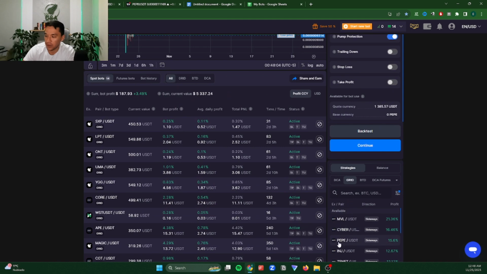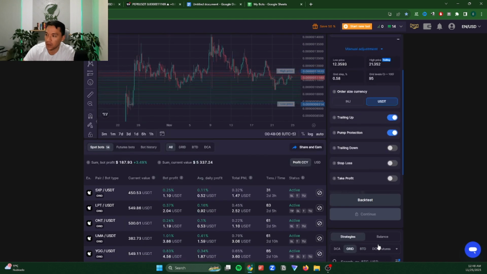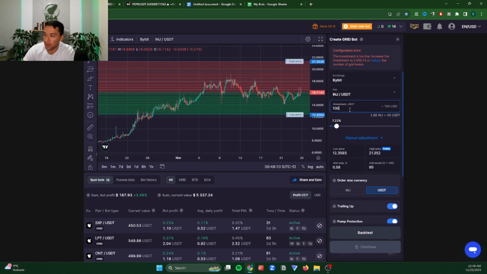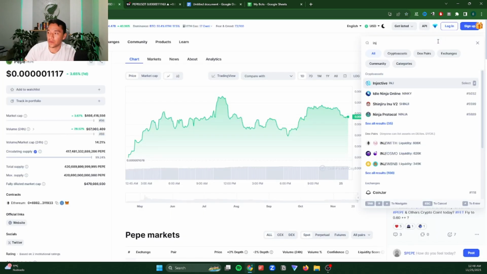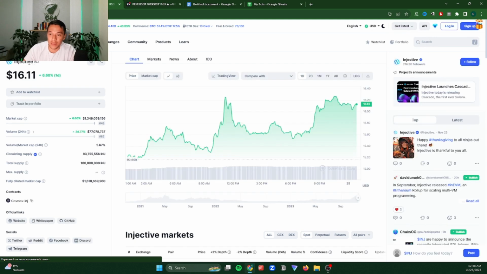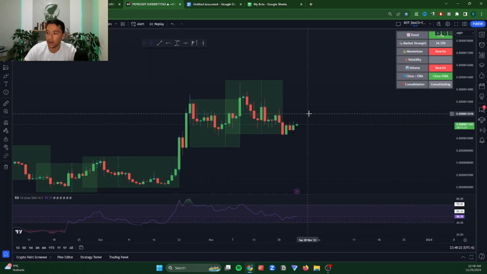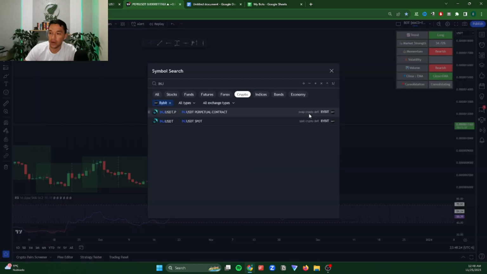Let's see what we have next. We have ENG, so I'm gonna click on it, select the investment amount, $1,000, and go ahead and search it up on CoinMarketCap. So ENG, we have a solid ranking of 48. That's a very, very, very good ranking. Now we're gonna go to TradingView and see if we have all of the confirmations.